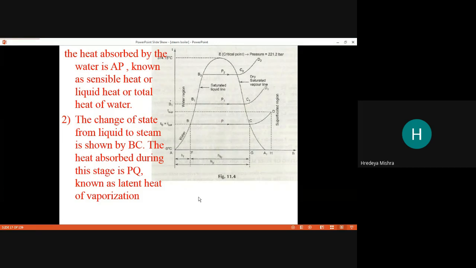Having the two latent heats: first, ice converted to water, we call it the latent heat of the ice, and when water is converted to steam with no temperature change, that is called the latent heat of vaporization, or we can say the latent heat of steam. In the latent heat there is much heat content.